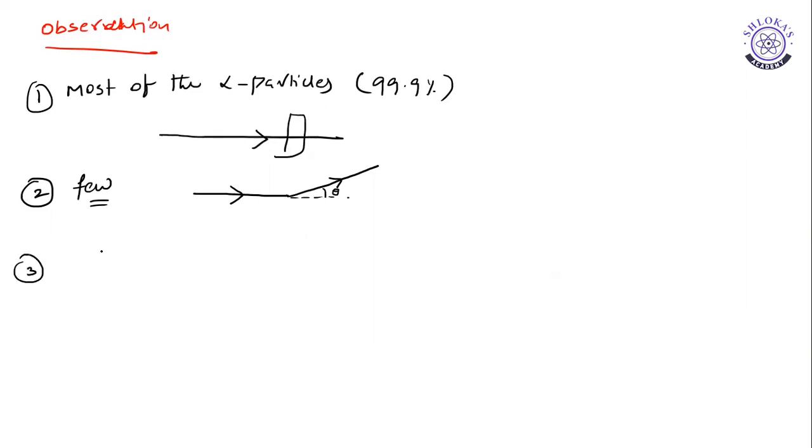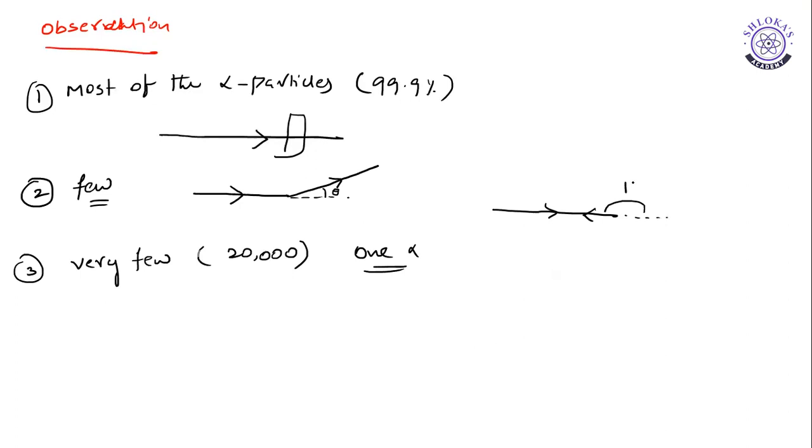And third observation, very few alpha particles. For example, if you take 20,000 alpha particles, out of 20,000, only one alpha particle comes back on its own path. Means it returns back on its own path. What is the angle of deflection here? It should be 180 degrees. That means, what were the three observations made by Rutherford?